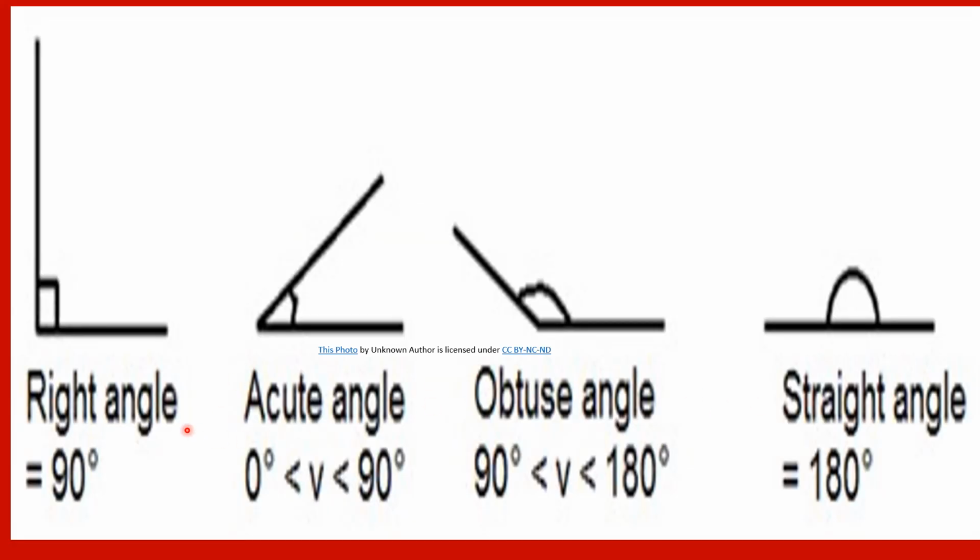See the measurements. Right angle: 90 degrees. Acute angle: more than 0 degrees and less than 90 degrees. Obtuse angle: more than 90 degrees and less than 180 degrees. And straight angle is equal to 180 degrees. This angle is always equal to 90 degrees. This is more than 0 degrees and less than 90 degrees, and this is more than 90 degrees and less than 180 degrees, and this is 180 degrees. These measurements are accurate.